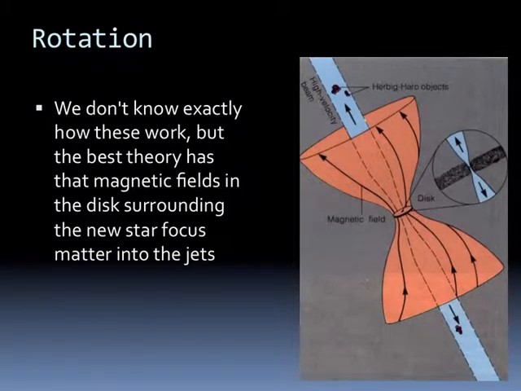We don't know exactly how these work, but the best theory so far is that magnetic fields in the disks surrounding the new star focus the matter into jets.